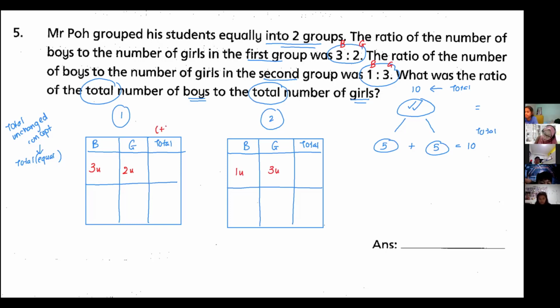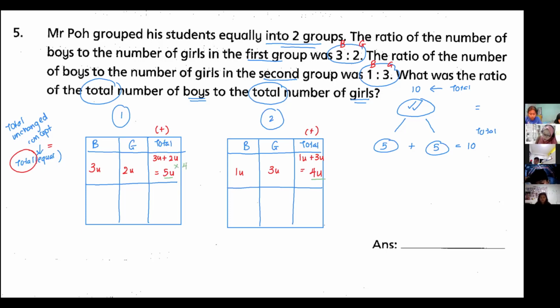You know that to find the total for each of the boxes, you need to add. What do I add? I add the boys plus the girls and I will get 5 units here. I add the boys to the girls, I will get 4 units here. And we know that total unchanged concept means the total for the two groups will be equal. You look at the total for these two groups. One is 5, one is 4. They are not the same. So we have to make it the same, right?